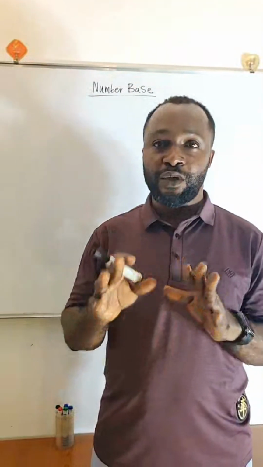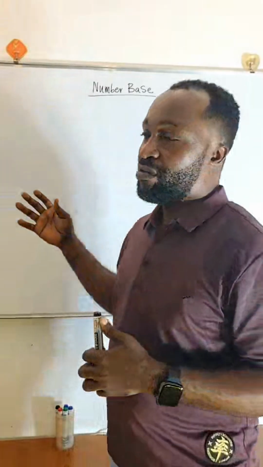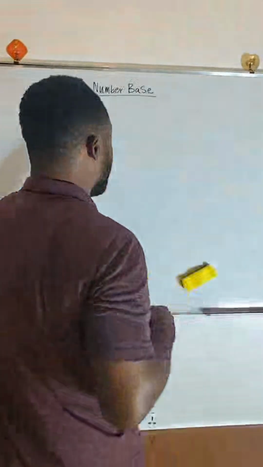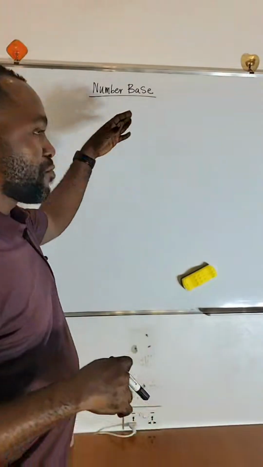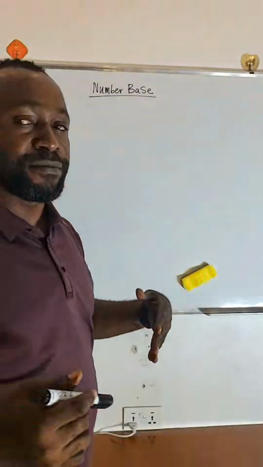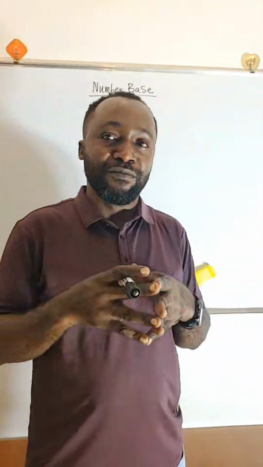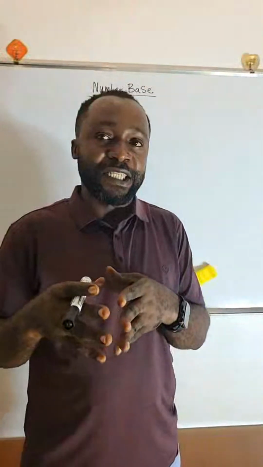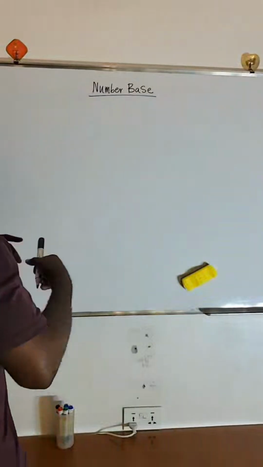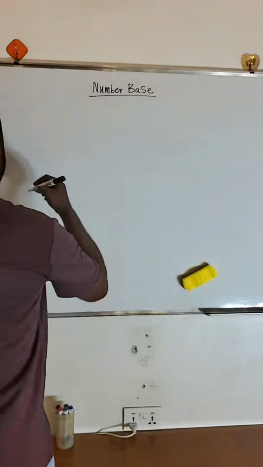Okay. So today we have as our topic number base. A number in base x is made up of integers from 0 to x minus 1. Okay. So let's divide it together.